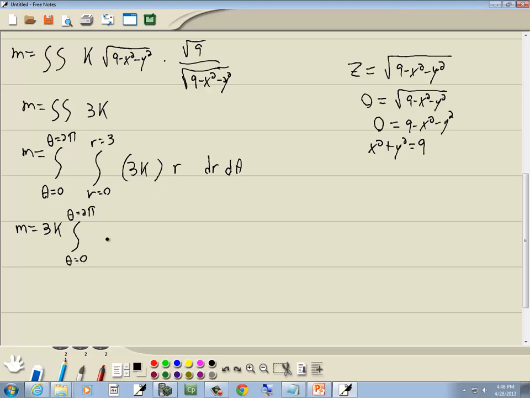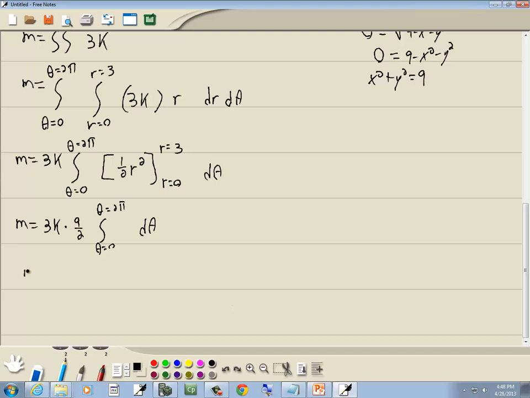And the integral of r gives us 1/2 r squared from r equals 0 to r equals 3, d theta. Now it doesn't do us any good to plug 0 in for r, because 0 squared is 0 times 1/2 is 0, so just plug 3 in. 3 squared is 9 times 1/2 is 9/2. And I actually can just put that out in front. So 3k times 9/2, from theta equals 0 to theta equals 2 pi of d theta.